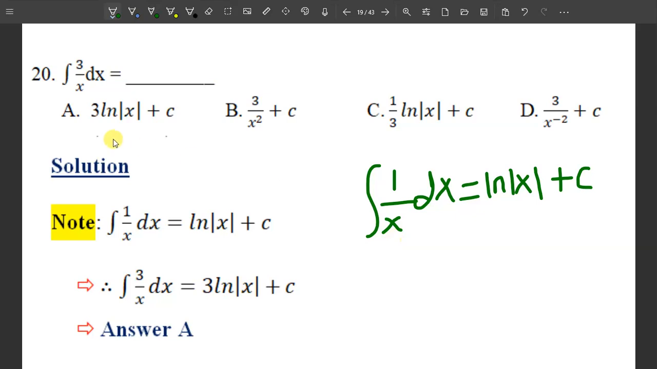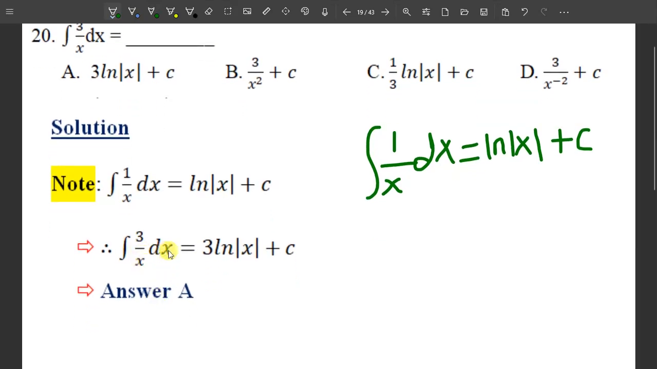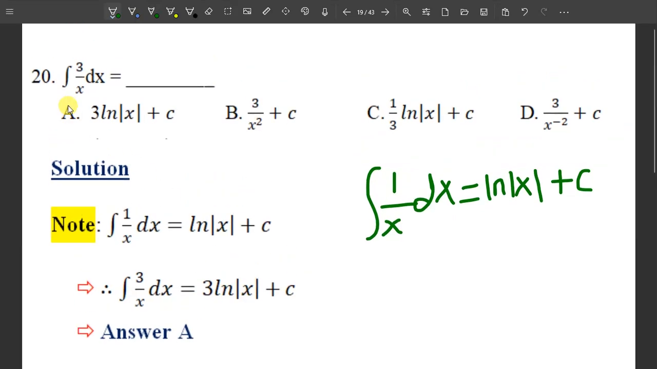Now let us come to our question. Here, as you can see, the integral of 3 over x dx is simply 3 ln of the absolute value of x plus c. Therefore, the answer in this case is A, which is the correct answer.